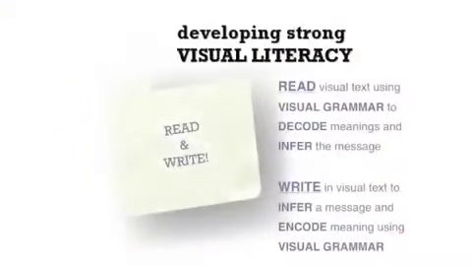So today, what we've mostly talked about is developing strong reading skills in visual literacy. We didn't really talk about how to encode anything, but it's kind of the same process. One is forward and one is backward. When we are reading visual text, first we read the visual text using visual grammar to decode the meaning and infer the message. Now, to write in visual language, we just reverse that process. We write the visual text to infer a message and encode the meaning using the visual grammar.